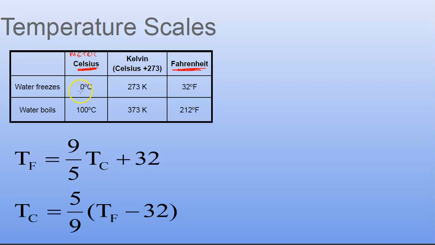It's a really nice scale because water freezes at 0 and it boils at 100. What could be easier? You come over here to Fahrenheit and water freezes at 32 and it boils at 212. Who came up with that? Well, I'll tell you who came up with that.